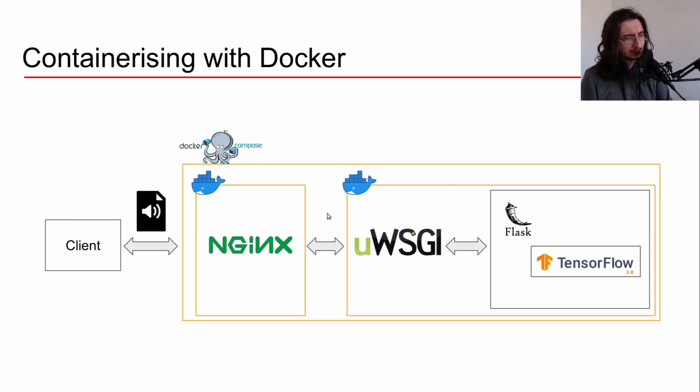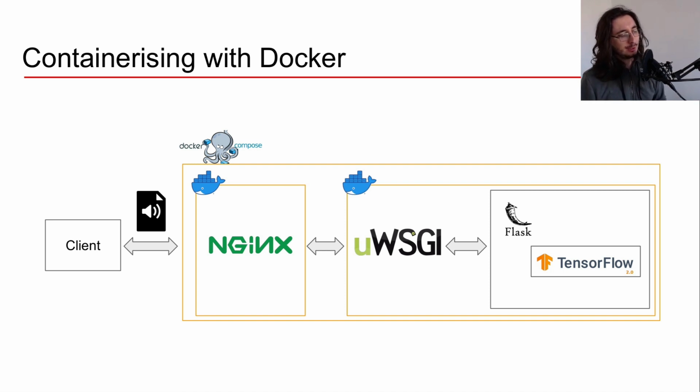So we'll have two containers, one for NGINX and another one for Flask. And this one is also going to contain UWSGI. And then, as I said, everything is going to be orchestrated by Docker Compose, which is going to set up the network and ensure that the containers can talk to each other.